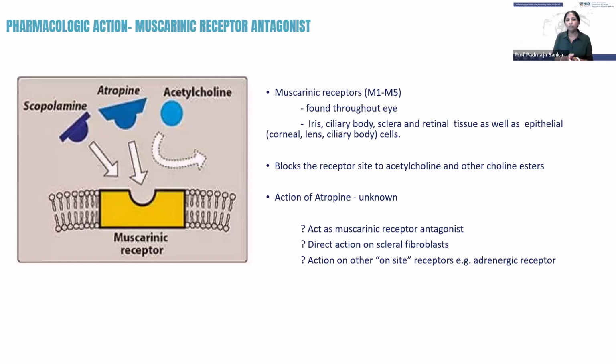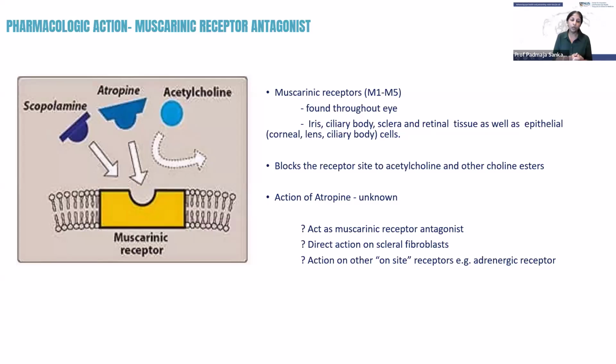Now, just a brief look at atropine. We know that muscarinic receptors are found throughout the eye. They're said to be distributed at iris, ciliary body, sclera, as well as retinal tissue, as well as the epithelial cells. And atropine, which is said to be a non-selective muscarinic receptor antagonist, is thought to block this receptor site to acetylcholine and other choline esters.